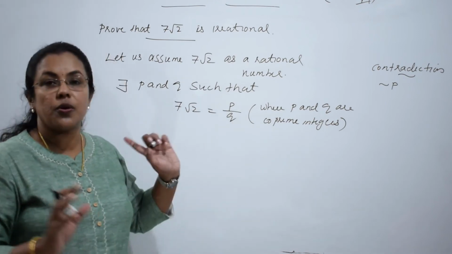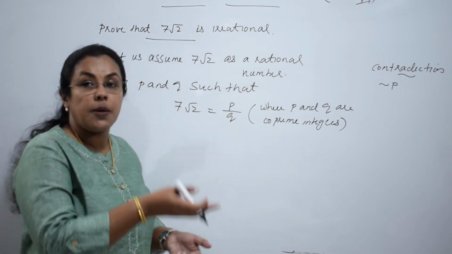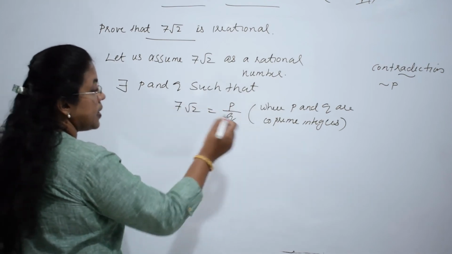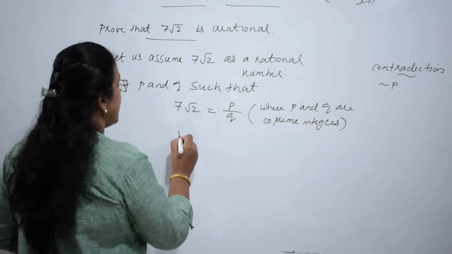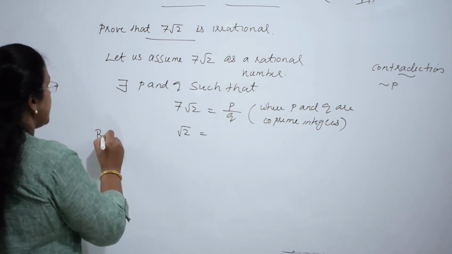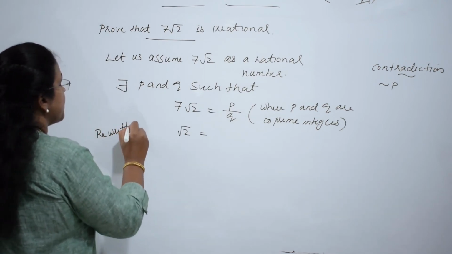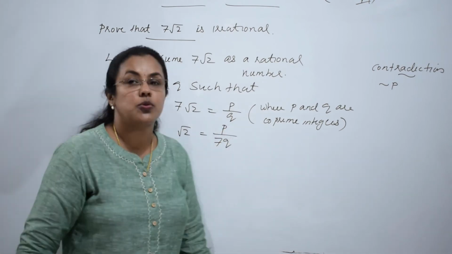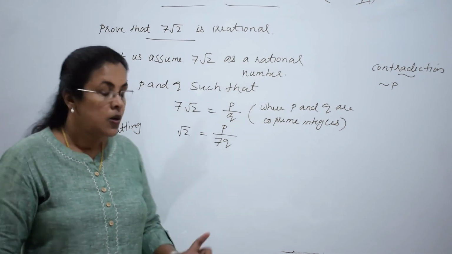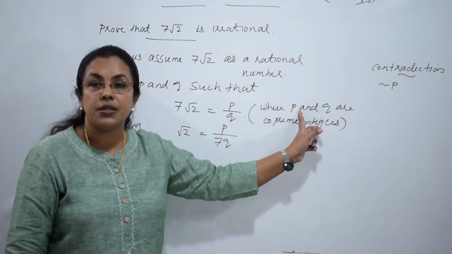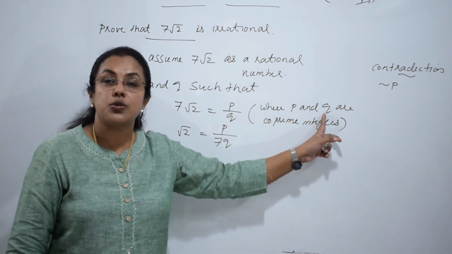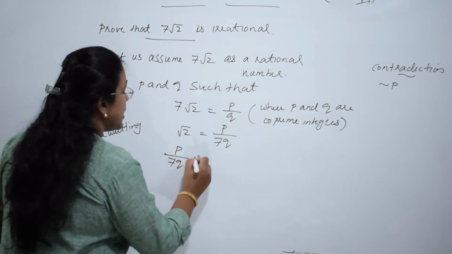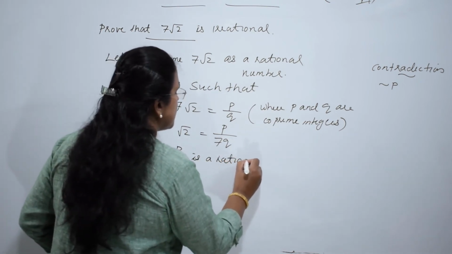How to prove this? There is no need of squaring here also. Just keep root 2 on one side and take the rest to the other side. Means take 7 to the right hand side. We can write root 2 as P by 7Q. We know P is an integer and Q is also an integer. So P by 7Q is a rational number.